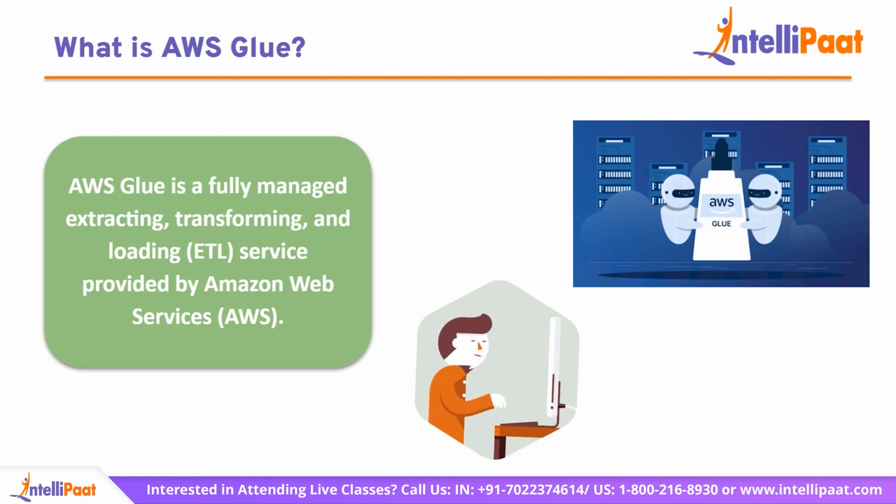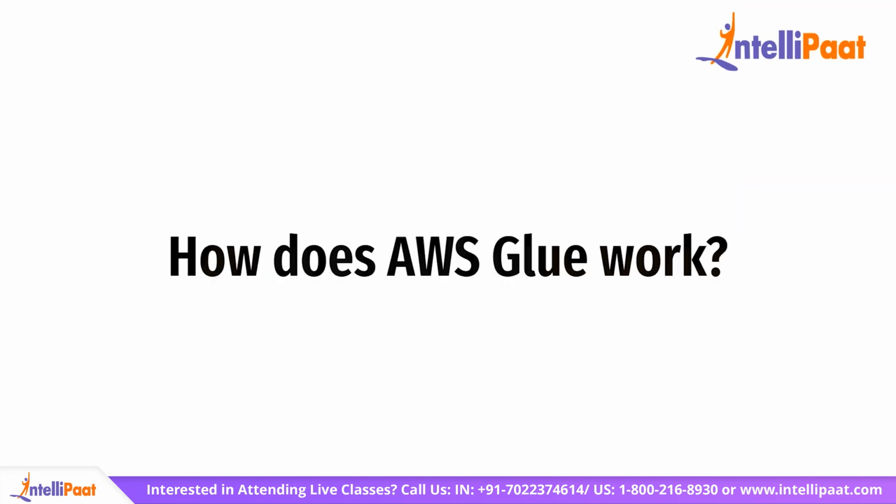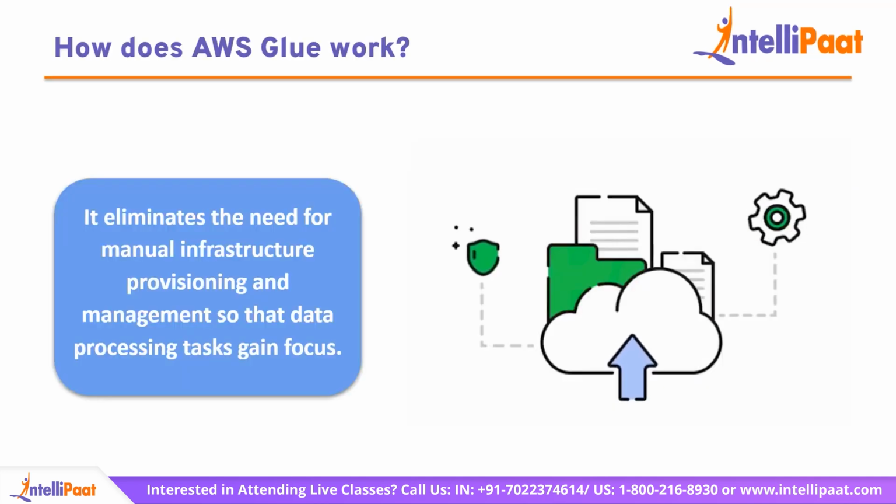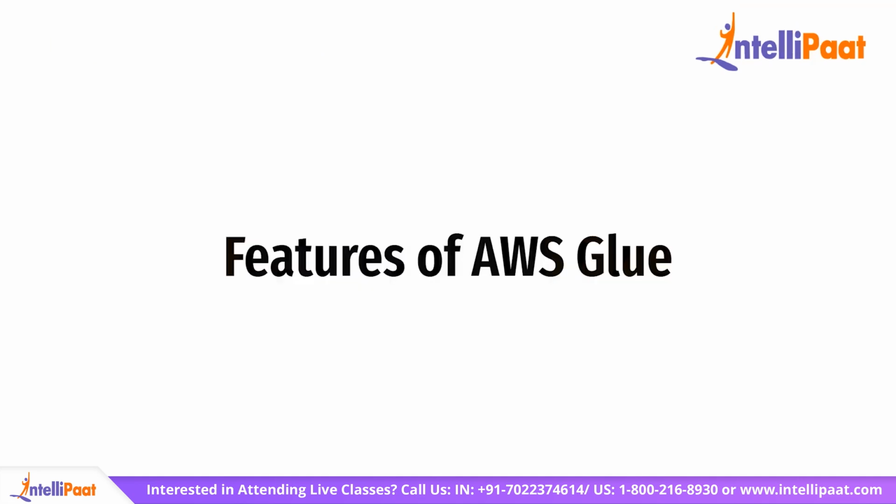Moving on to how does AWS Glue work? AWS Glue is a serverless data integration service that allows transforming and loading data for analytics, data warehousing, and data lakes. It eliminates the need for manual infrastructure provisioning and management so that data processing tasks gain focus by eliminating infrastructure issues. Then come the features of AWS Glue.